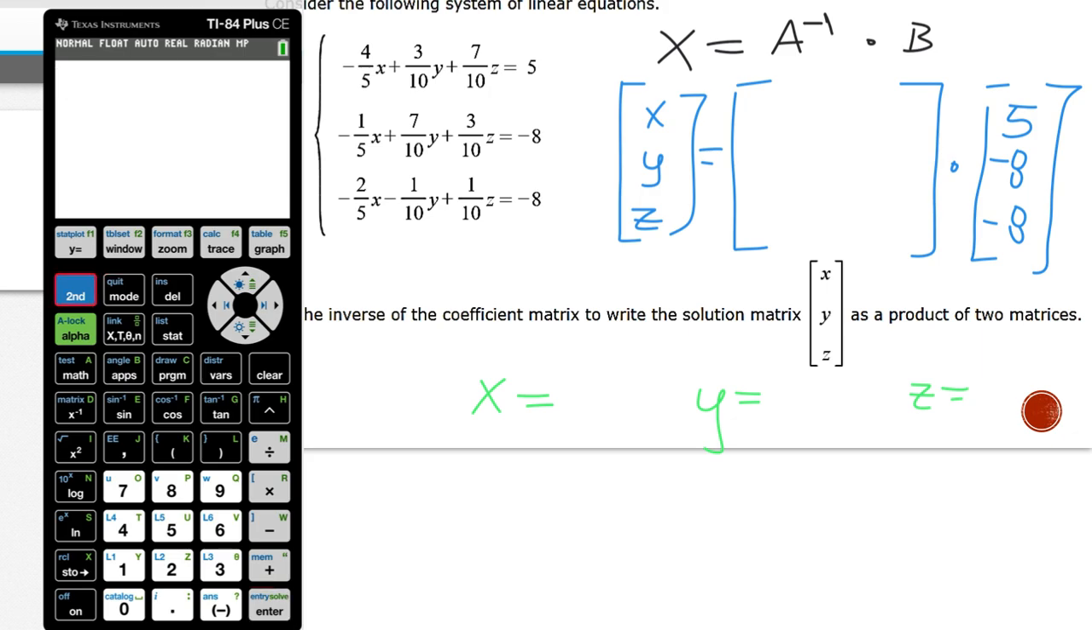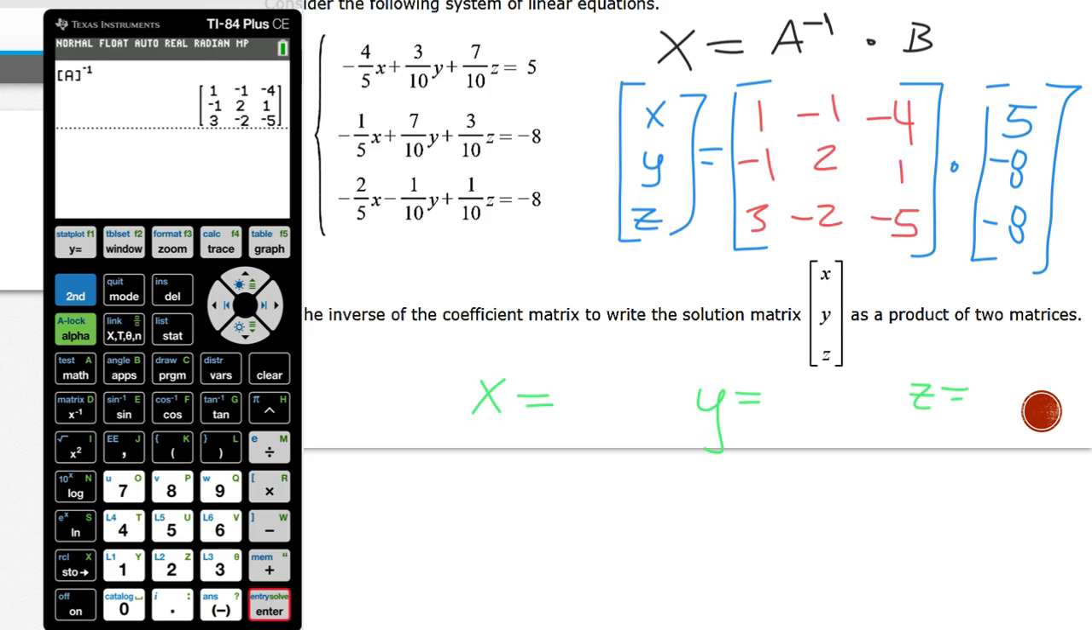So to fill in the blank, press second and then matrix, press A, and then press that -1 power, which is the inverse button. And this is my answer for my inverse. So we have 1, -1, 3, -1, 2, -2, -4, 1, and -5.